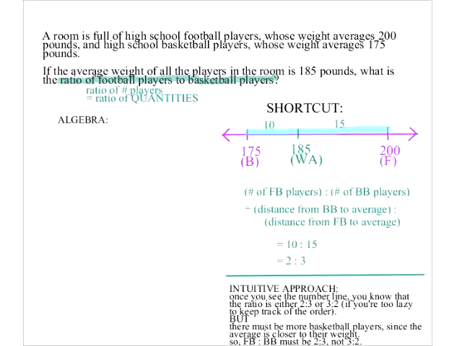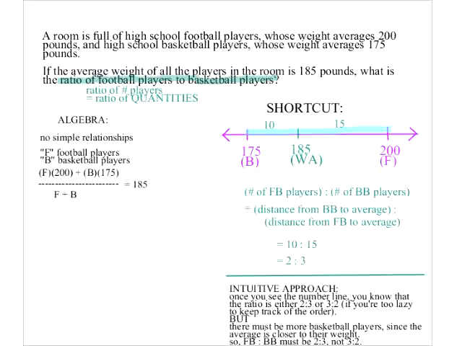The algebra is, in this case, you have to use two variables because you don't have any simple relationships. So you would say F football players, and B basketball players. So the average weight is F times 200 plus B times 175, over the total count of players, F plus B, and that equals 185.